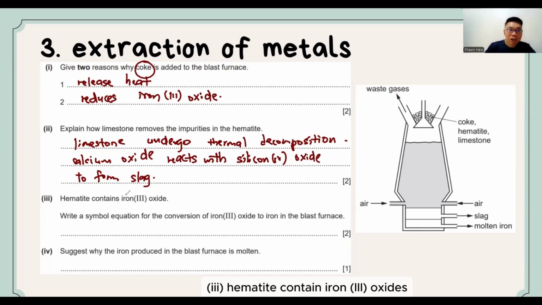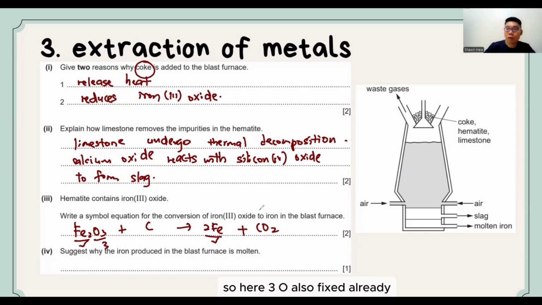3. Hematite contains iron trioxide. Write a simple equation for the conversion of iron trioxide to iron in the blast furnace. Iron trioxide is Fe2O3. You can use carbon, or you can use carbon monoxide, but carbon is easier for balancing, so that's why I prefer to use carbon. We have 2 Fe done. Since here is already fixed, so here 3 oxygen is also fixed already. So here I put 3/2.